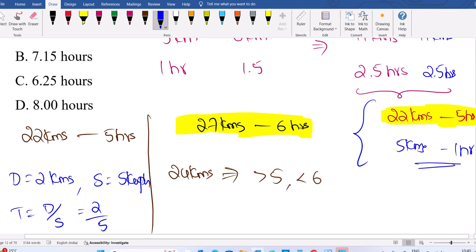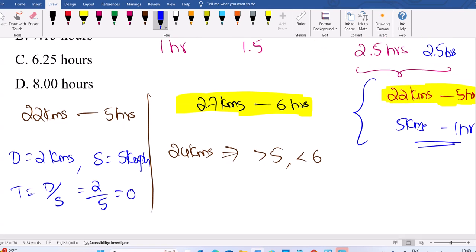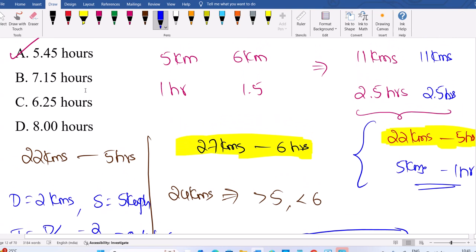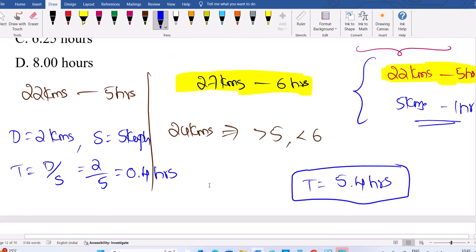If you want, we can convert hours into minutes, or we can say 0.4 hours. If you want only hours, it means 0.4 hours. The answer should be 5.4, not 5.45 actually. 5.4 hours is what is required. 5 hours already completed, now 0.4 hours. 2 by 5 means 0.4 should come. So 5.4 hours, or else 5 hours 24 minutes. We can convert into minutes also. 1 by 5 of an hour is 12 minutes, so 2 by 5 means 24 minutes. But 5.4, not 5.45 actually.